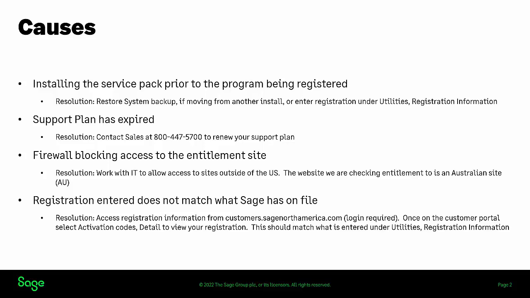The last possible cause is that the registration entered in your program does not match what we have on file. You can access your registration information from customers.sagenorthamerica.com. Once logged in, you can go under Activation Codes and Detail to view your registration information. This should match what is entered under Utilities, Registration Information.